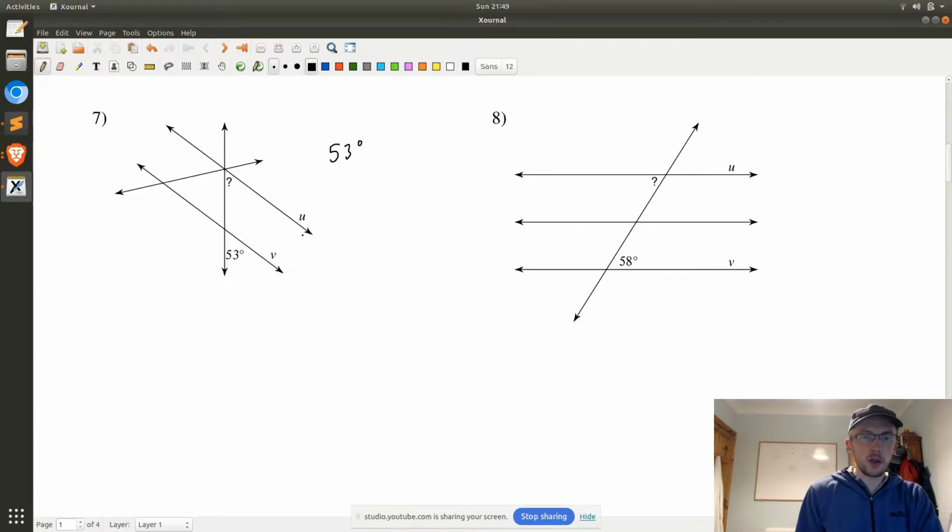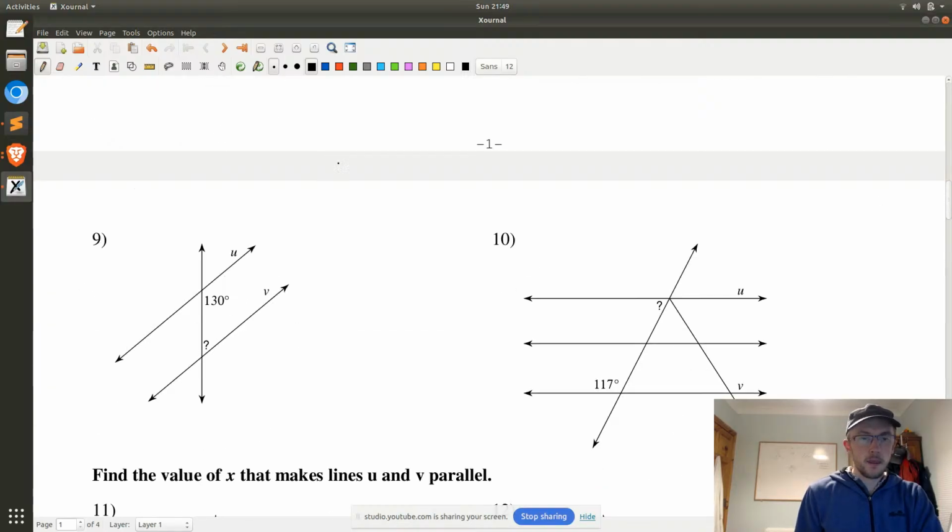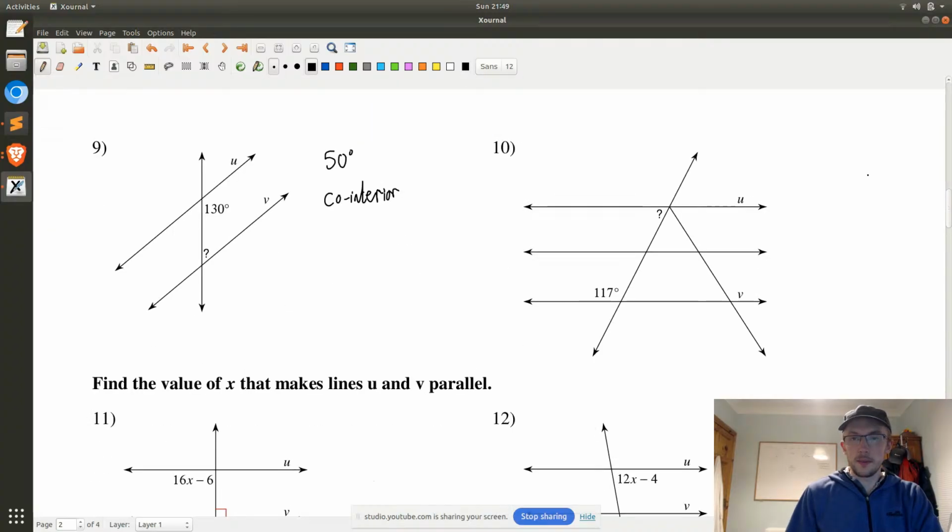53 degrees, as U and V are the parallels of a transversal, this line here being the line which intersects them, or the intersecting line, and so these would have to be corresponding angles. 58 degrees, alternate interior angles. 50 degrees, co-interior or consecutive interior angles. 180 take 117, so 63 degrees, as they would have to be co-interior or consecutive interior angles.